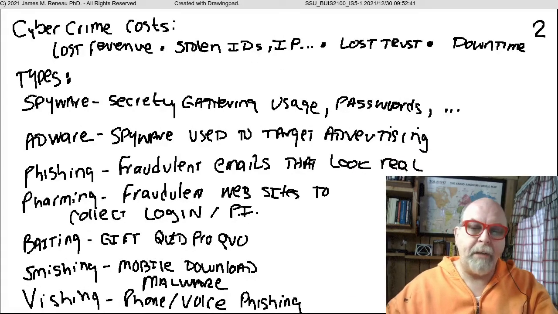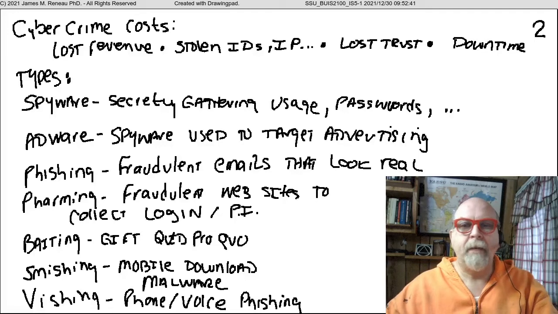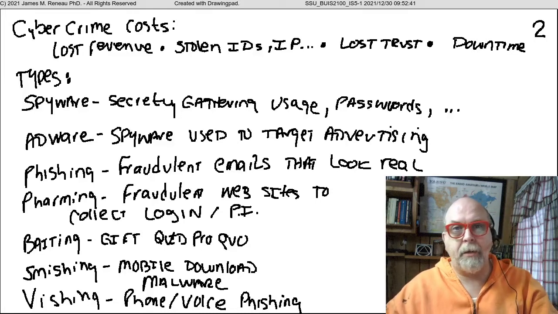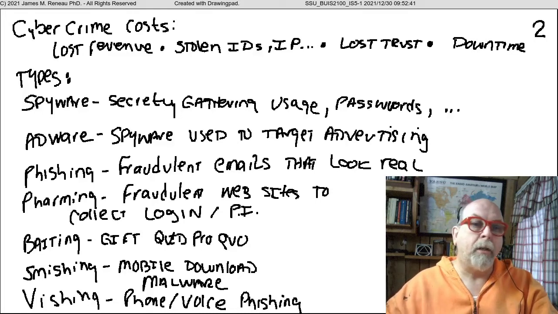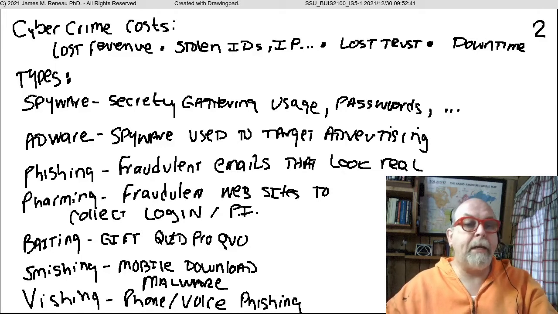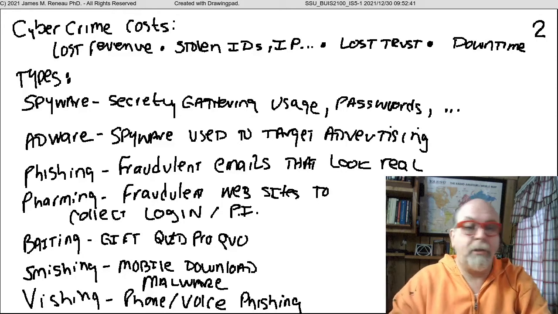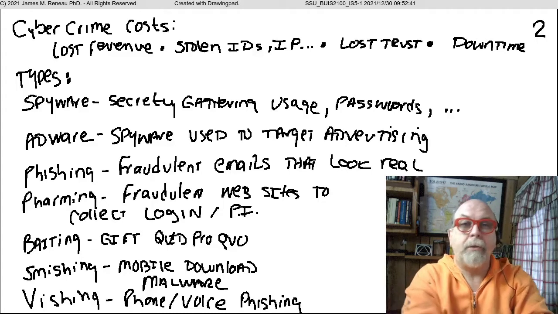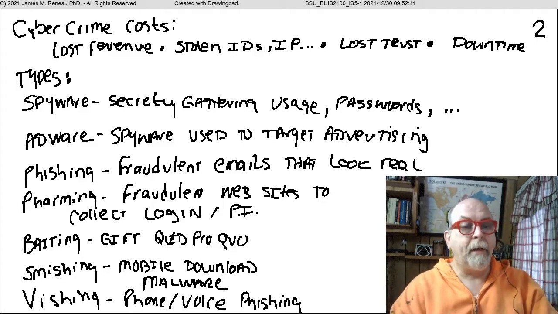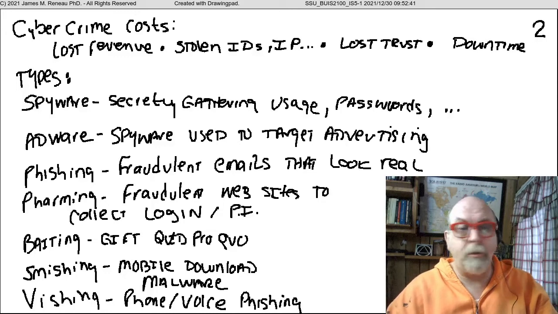In modern information systems, we're always concerned with and fighting cybercrime, and cybercrime has a lot of different costs to a business organization. These costs can include lost revenue, stolen IDs, stolen intellectual property, and the biggest, lost trust and downtime. Because if our clients' data has been stolen, including medical information or credit card information or other personally identifiable information, then that's a huge potential liability to a business.